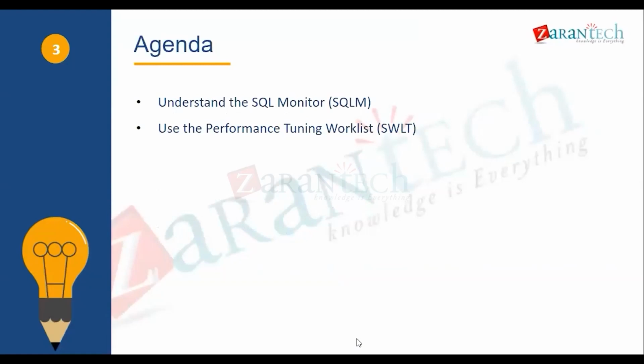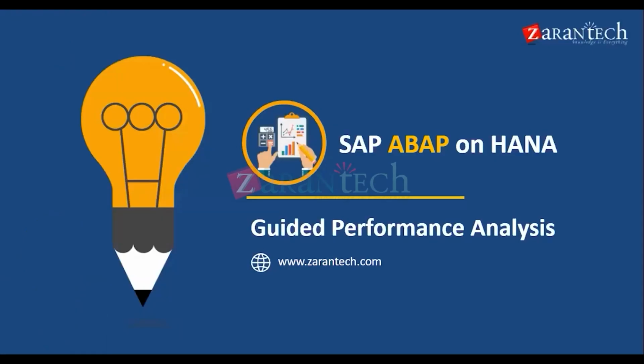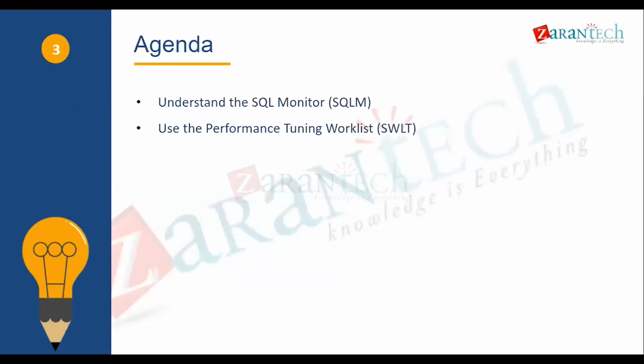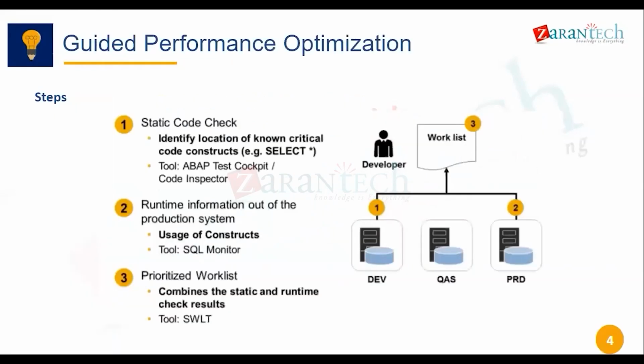So we'll be touching base on two other tools which we use when working on performance improvements or performance analysis, right? These two are also important tools. The first one is SQLM. That's a T code we use to understand the SQL monitoring part. And the second T code or tool we use is SWLT. This is the performance tuning worklist T code. So these are the two other tools which we can use when you are trying to do optimization in terms of performance, right?